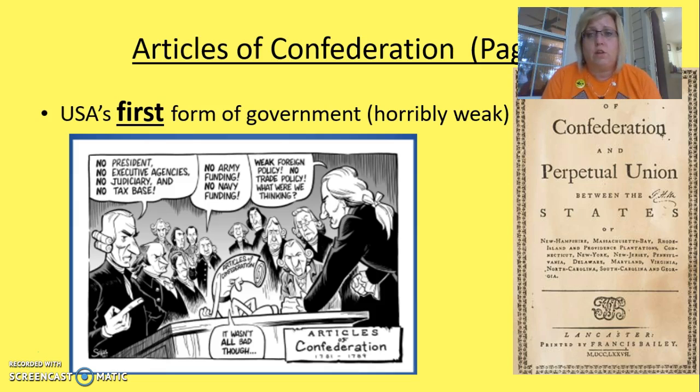Today we're going to look closer at these weaknesses, why we had them, what they were, and how we left the Articles in the dust to form the government we have today under the Constitution.